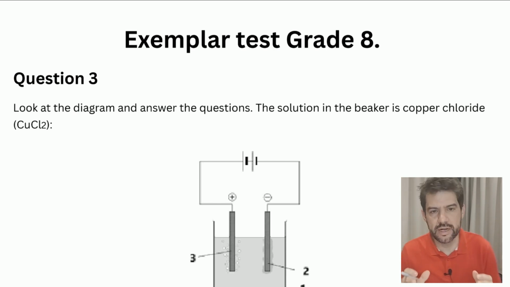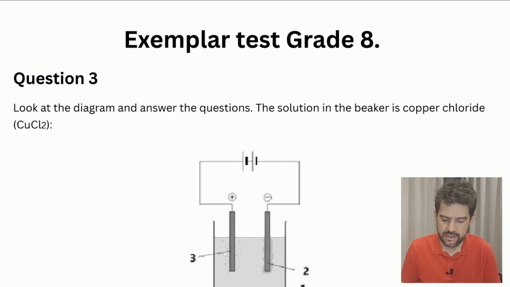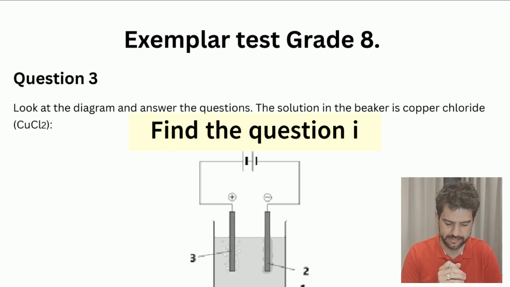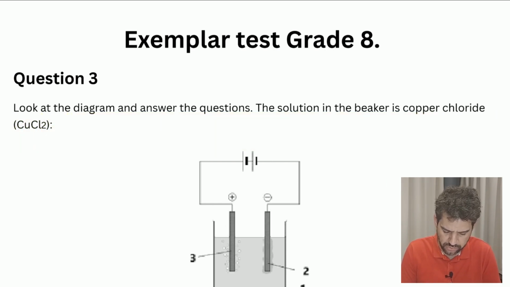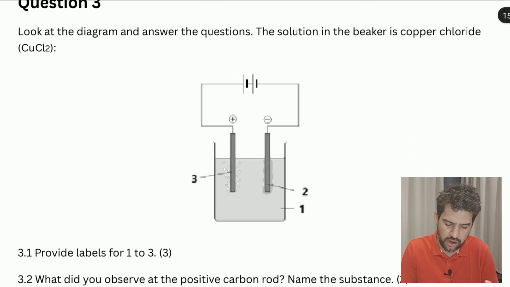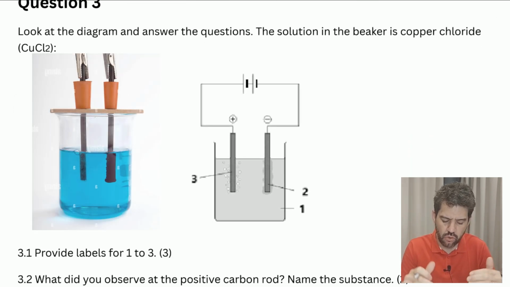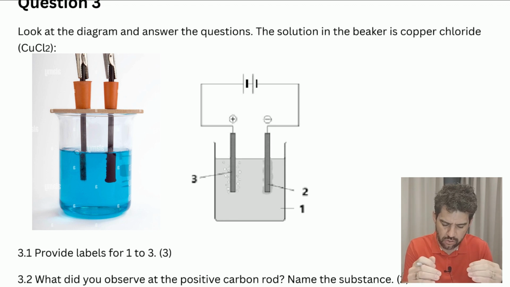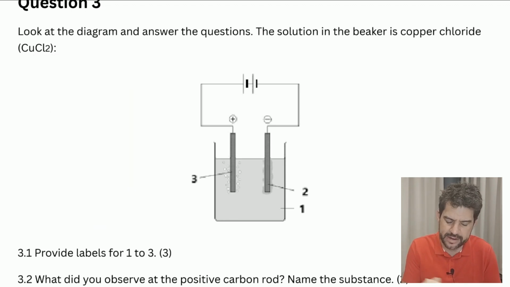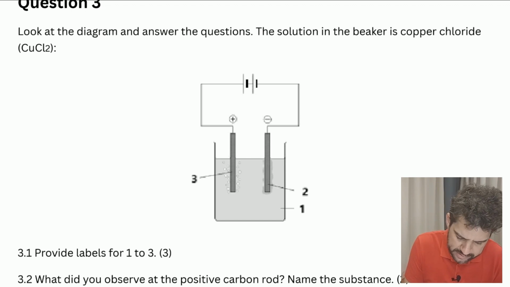Well, we're going to look at this question that is an exemplar for a test. The question stated, look at the diagram and answer the questions. The solution in the beaker is copper chloride. So you have a beaker, you have two electrodes connected there. Those are carbon rods connected inside the beaker, and that is connected to the battery. Here, you need to know that this is a battery.